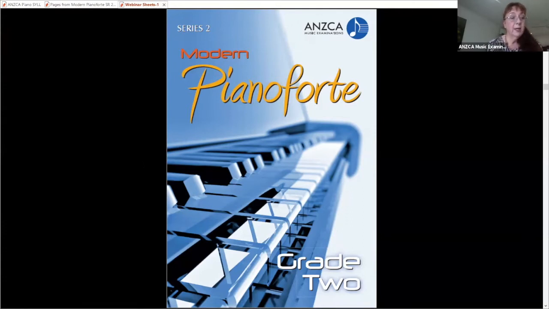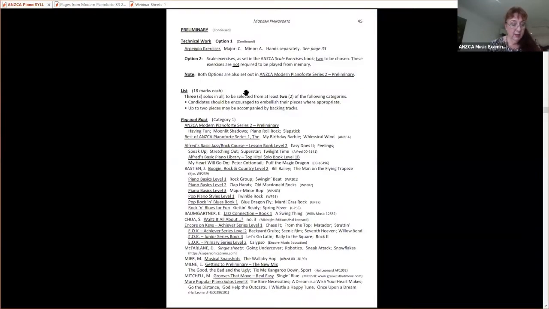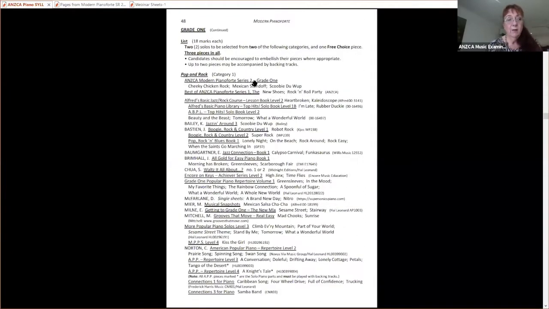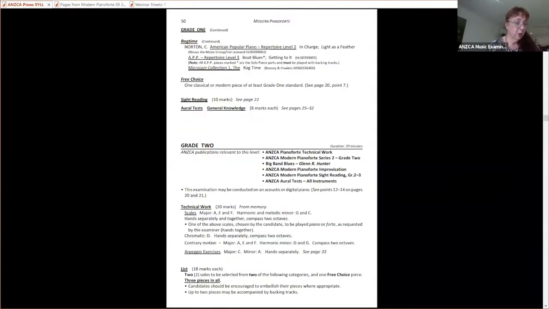If you have a look on page 50 of your syllabus, where it's got ragtime and then it says free choice. This is what Kerry and I just absolutely love about ANZCA. They're so flexible. It says 1 classical or modern piece of at least grade 1 standard. Now, you can do 2 modern, and then you can jump over to the classical syllabus and choose from something from their grade 1 and bring it back, and that can be their third piece. You can have a modern piece if you want to, it doesn't matter.